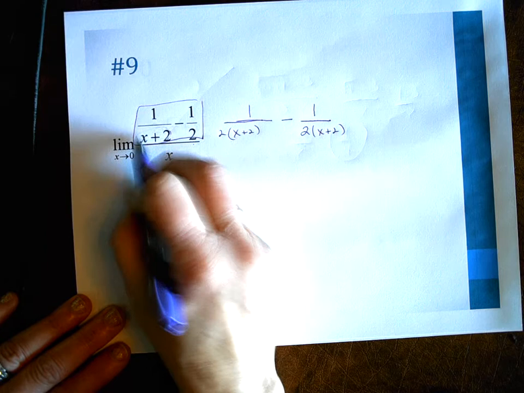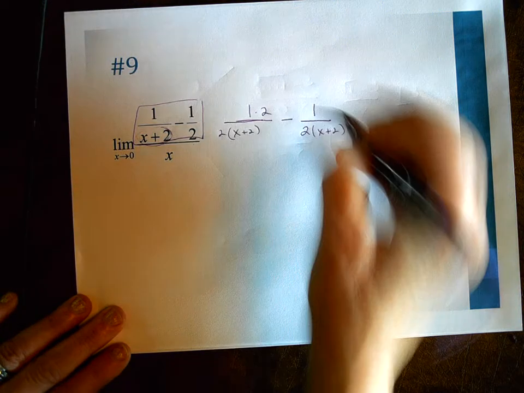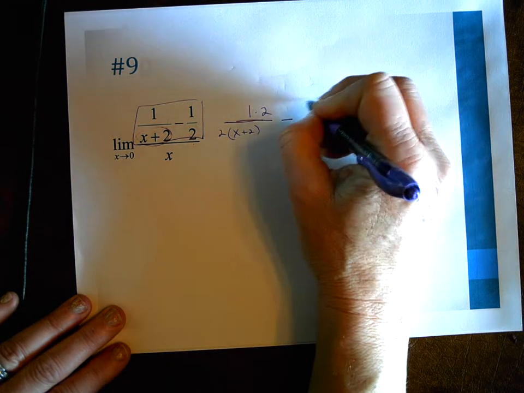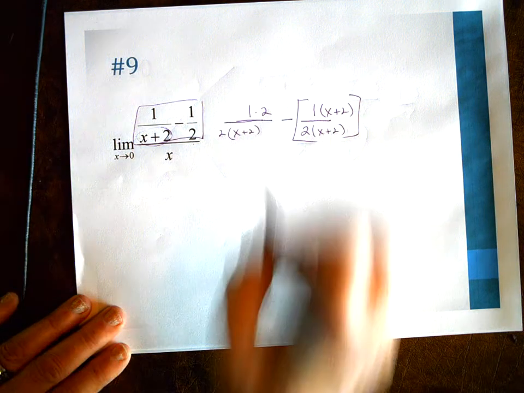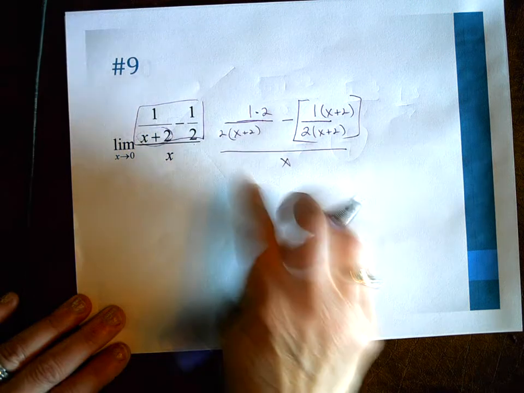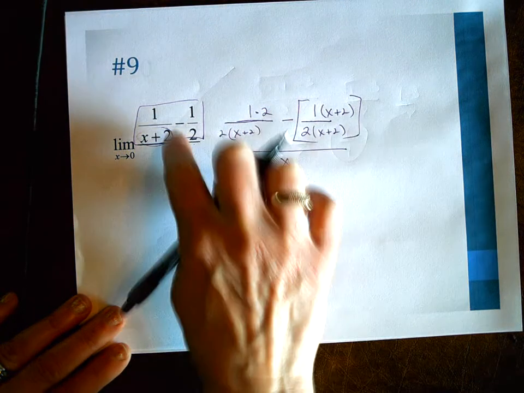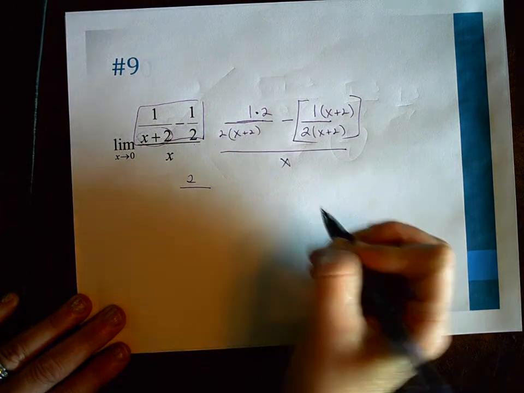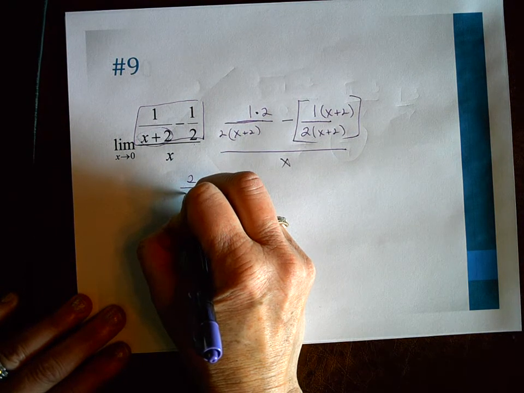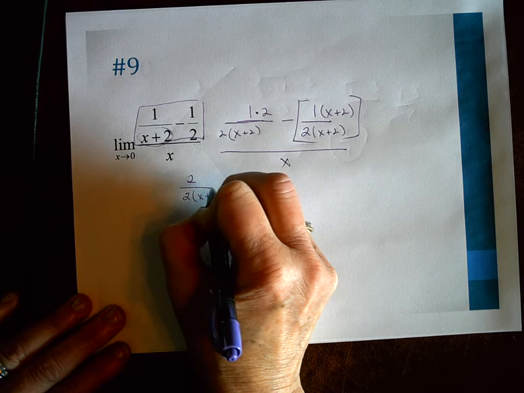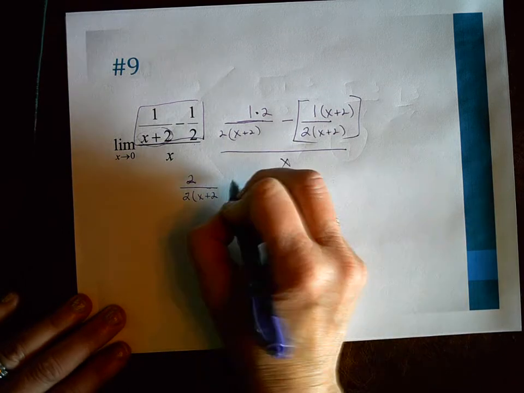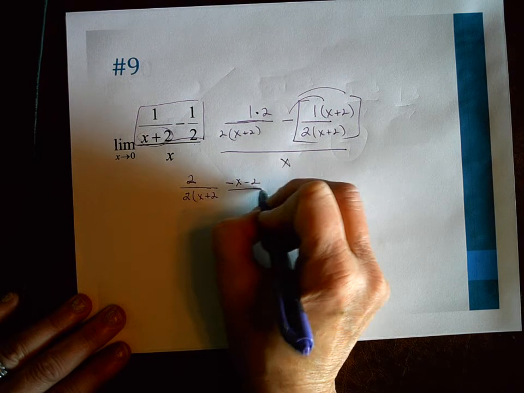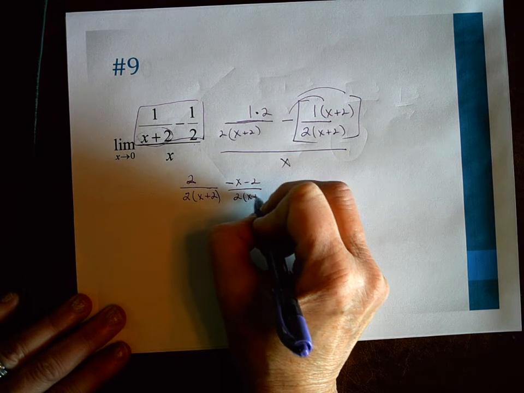So this first didn't have the 2, so we got to multiply it by the 2. This one didn't have the x plus 2, I got to multiply it by x plus 2. And be careful, remember you got to distribute that negative. So this is a multiplication. So I had to multiply the top and bottom by 2, and I had to multiply the top and bottom by x plus 2. So I have 2 over 2 times x plus 2. If you want to multiply it out, you can. You don't have to. And then I'm going to distribute this. So I have minus x minus 2 over 2 times x plus 2.